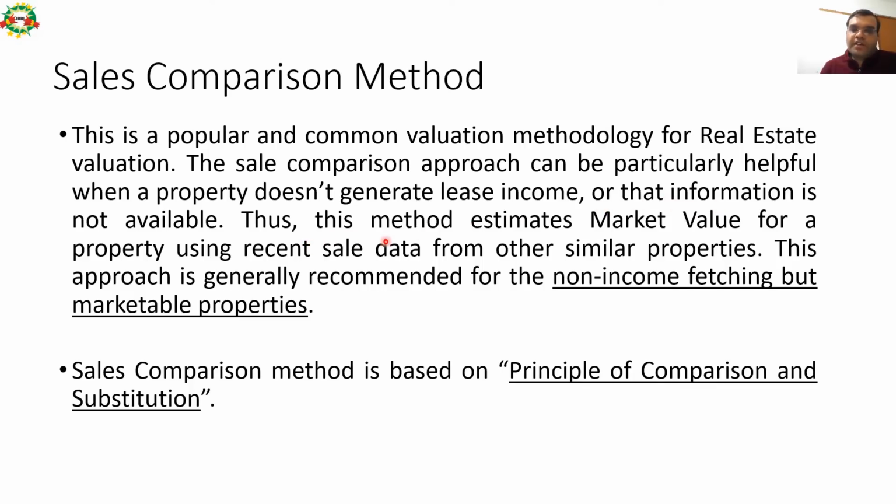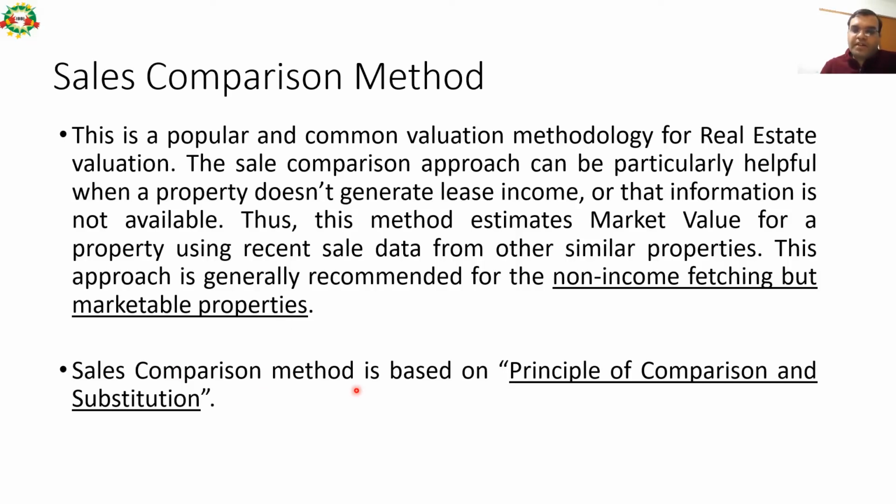And thus this method estimates market value for a property using recent sales data from other similar properties, substitution of the properties. So we collect sales data and income data pertaining to the nearby properties, and based on that we try to estimate and calculate market value of the property which is required to be valued by the valuer. So this approach is generally recommended for non-income fetching but marketable properties. So 1 mark question can come out of it. Non-income fetching plus marketable, right? We had discussed the concept of marketable and non-marketable properties in previous session.